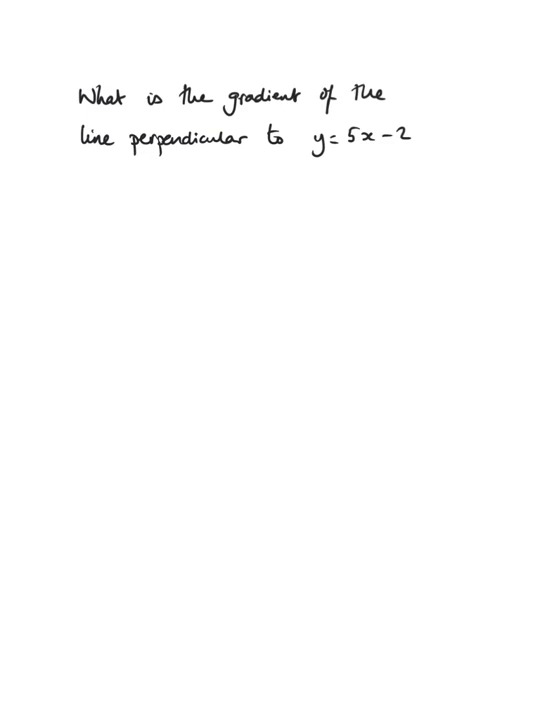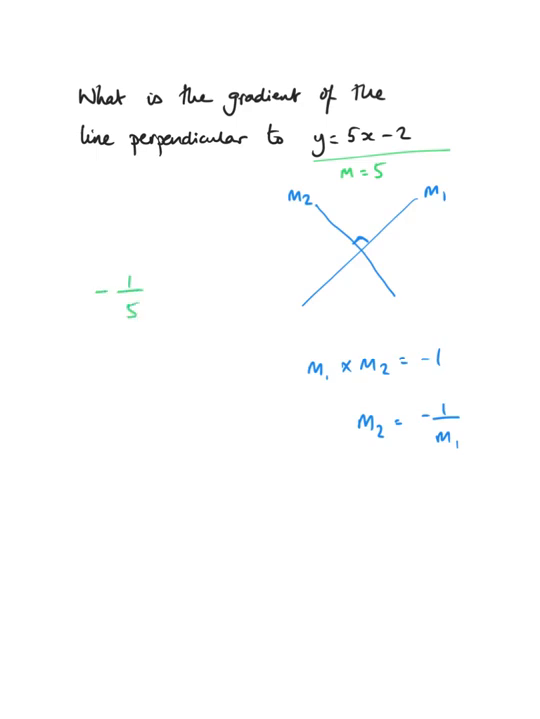Now, in this question I need to find the gradient of the line that is perpendicular to y, which is obviously different to parallel. Now, perpendicular lines meet at right angles. So if I have two lines that meet at a right angle, we'll call this one gradient 1 and this one gradient 2. What we know is that m1 times m2 is equal to minus 1. So the gradient of the second line is minus 1 over the gradient of the first line. So if I'm thinking about this question here, the gradient is 5. So the gradient of the perpendicular is minus 1 over 5.